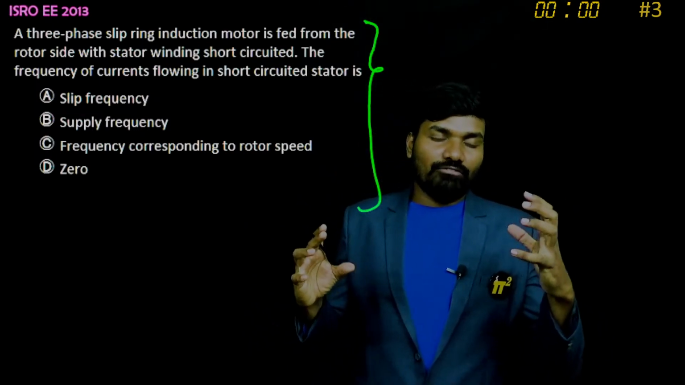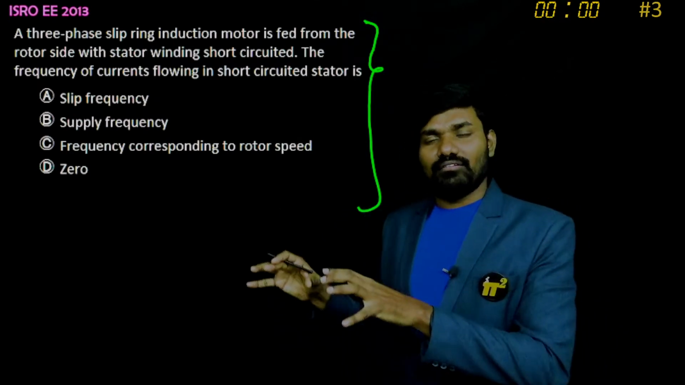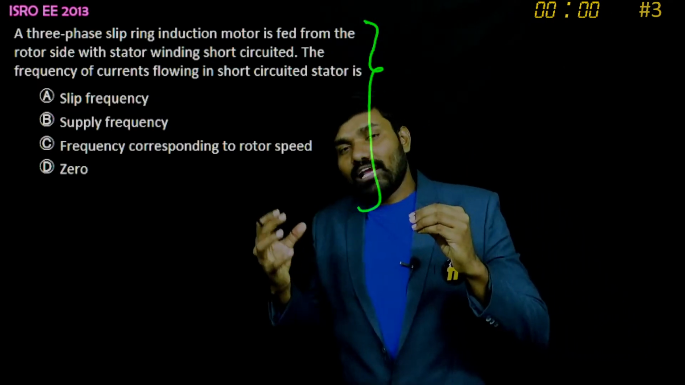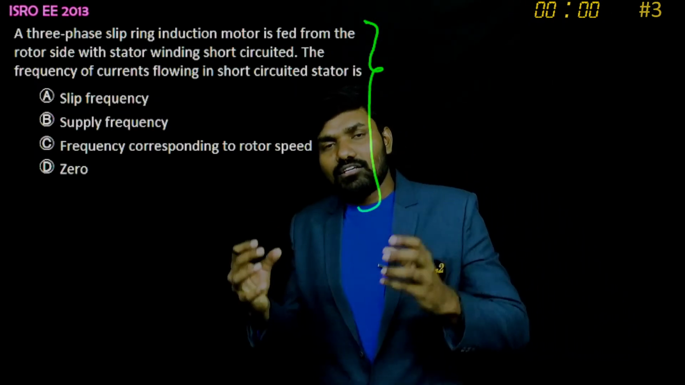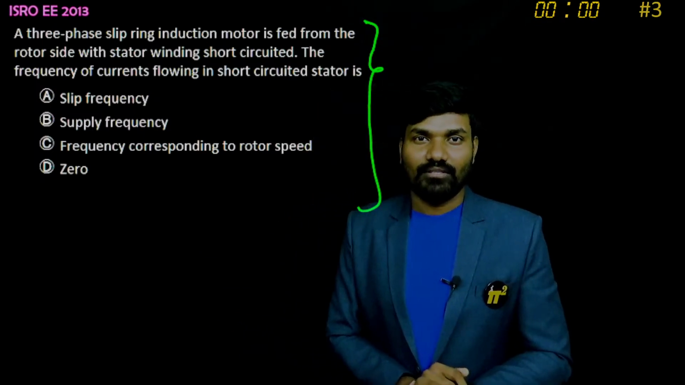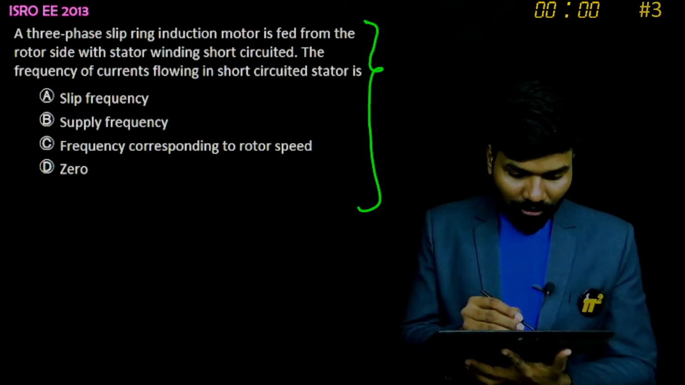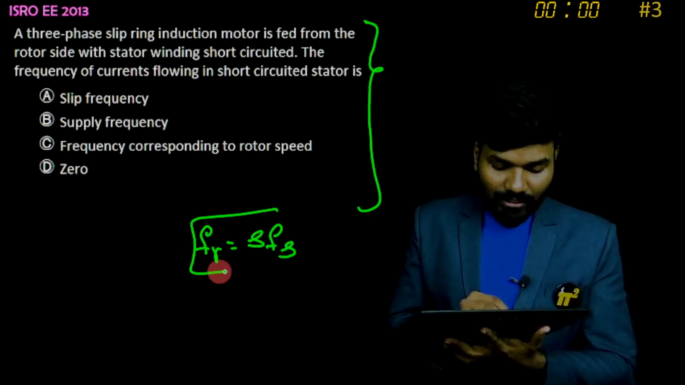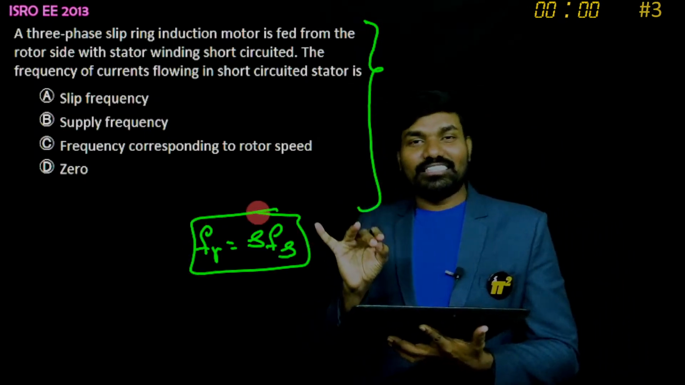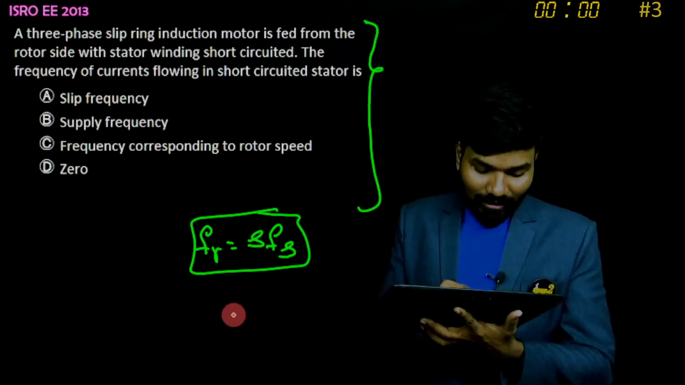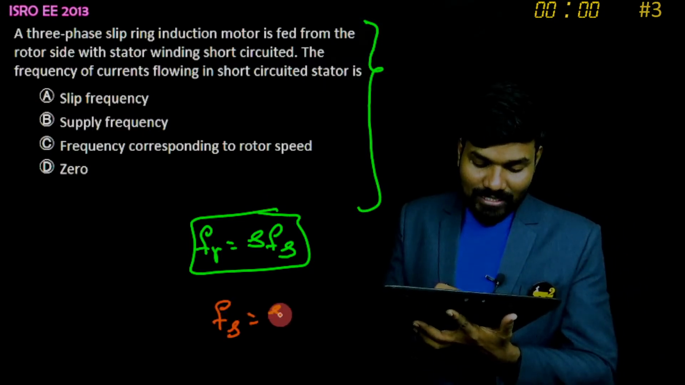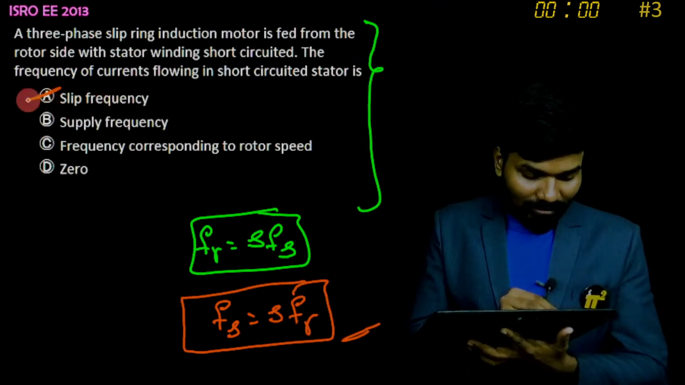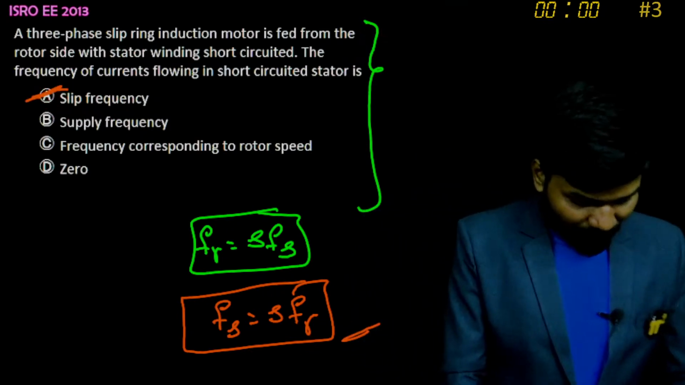Whatever analysis you do for the regular case, the same analysis applies here also. If you are giving input to the stator, then what is the frequency of the rotor EMF? Slip times the input frequency, right? The rotor frequency, in the regular case I'm talking about, is slip times the stator frequency. Here also same. But here the stator frequency is equal to slip times the rotor frequency. So it is the slip frequency. You'll call it the slip frequency.